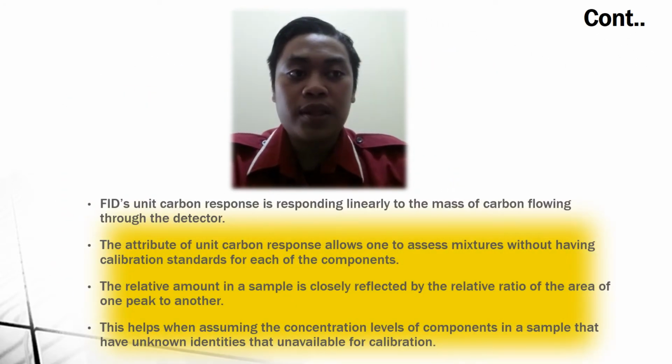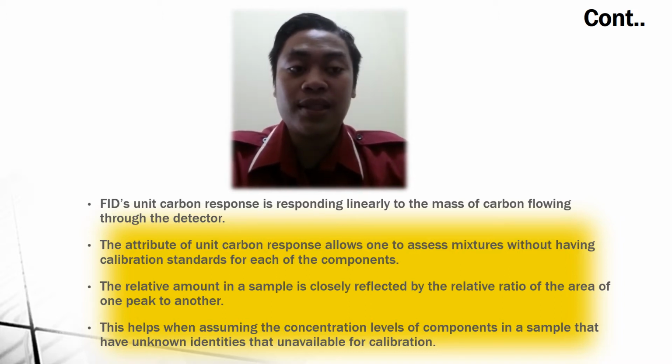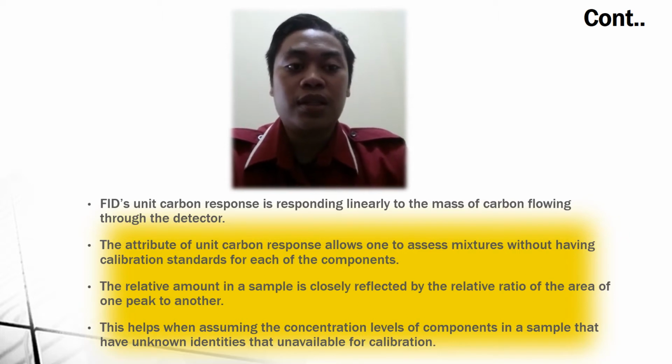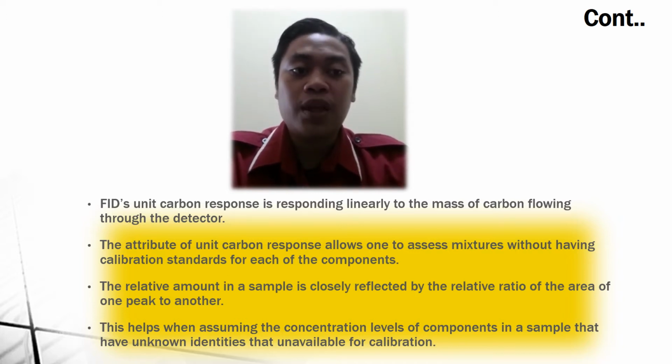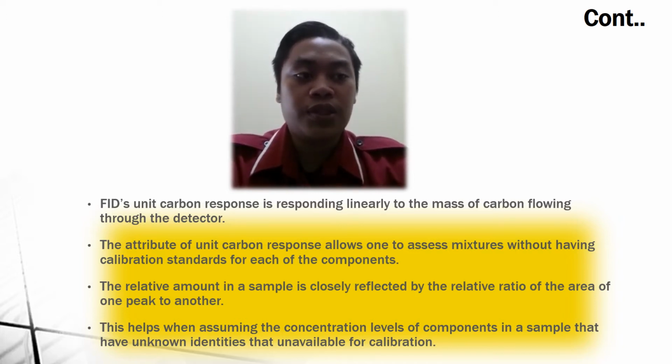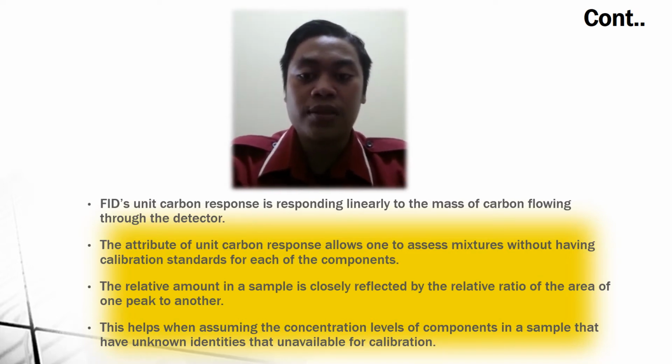FID unit carbon is responding linearly to the mass of carbon flowing through the detector. The attribute of carbon response will allow one to assess mixtures without having calibration standards for each of the components. The relative amount in a sample is closely reflected by the relative ratio of the area of one peak to another. This helps when assuming the concentration level of components in a sample that have maybe unknown identities or are unavailable for calibration.